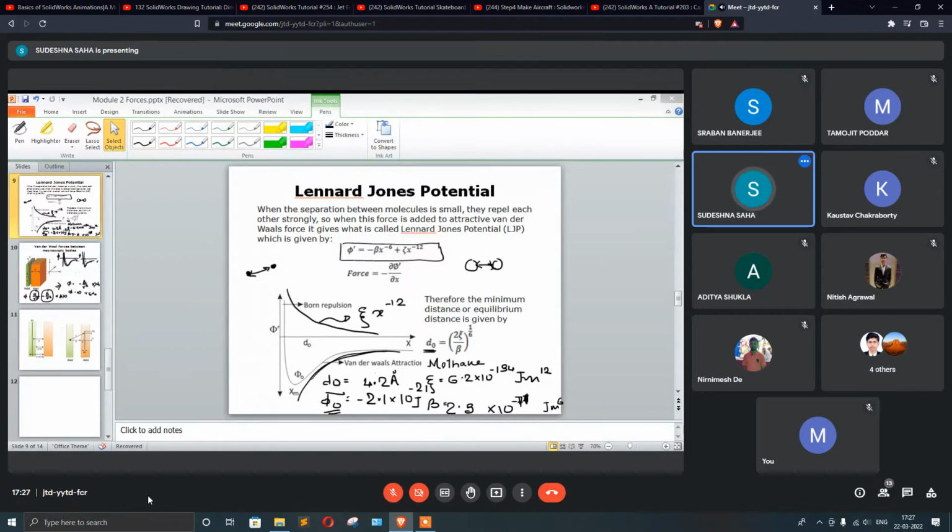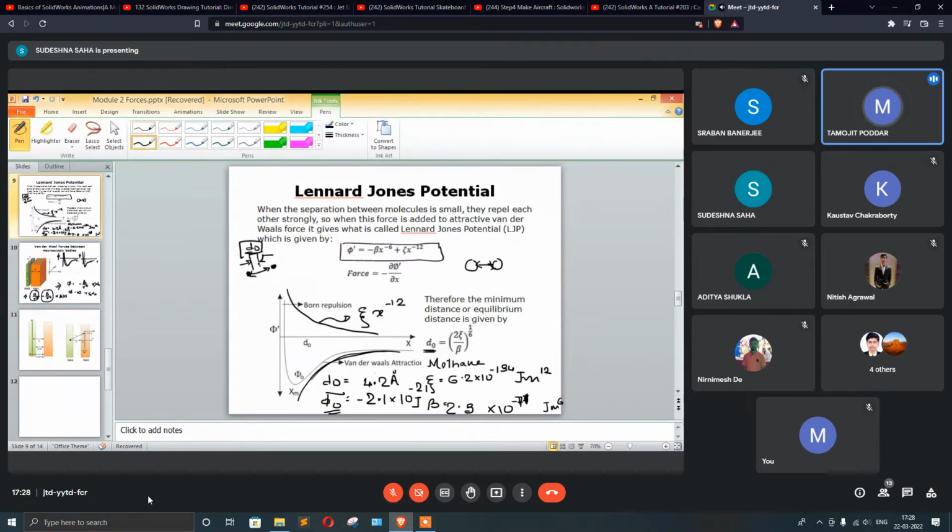Just try to understand what is the physical significance of d naught. Suppose you are having two molecules, any two molecules. Now you try to put them together in the condensed form. That means you are bringing them closer and closer. As soon as you reach a distance d naught, you can no more bring them together. They will be separated by a distance d naught. So that is basically the threshold distance, or the equilibrium or minimum distance between two molecules that we are talking about in this particular case.